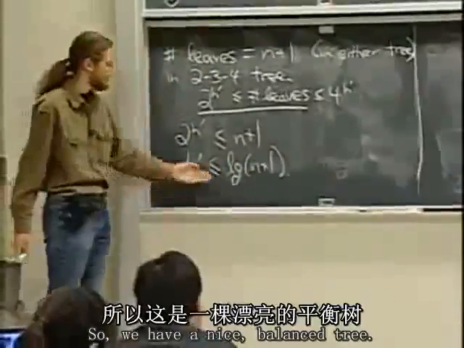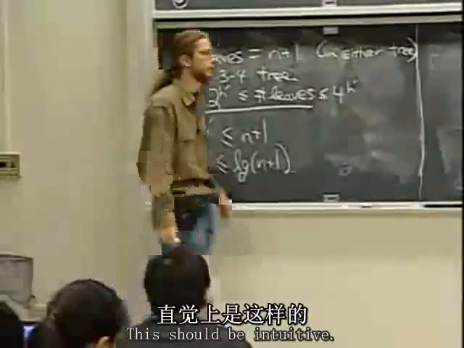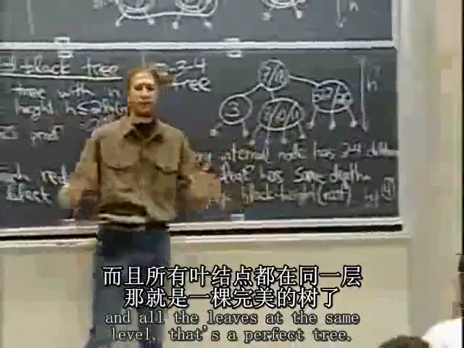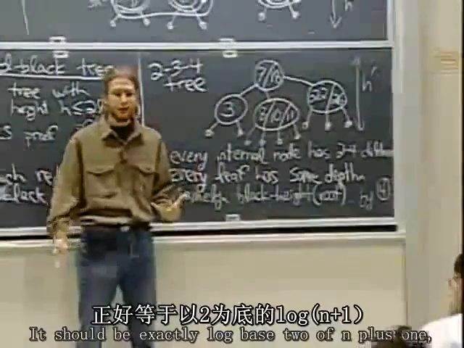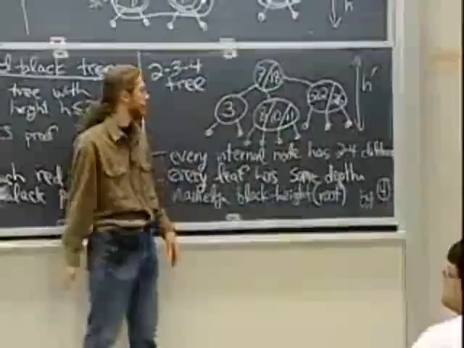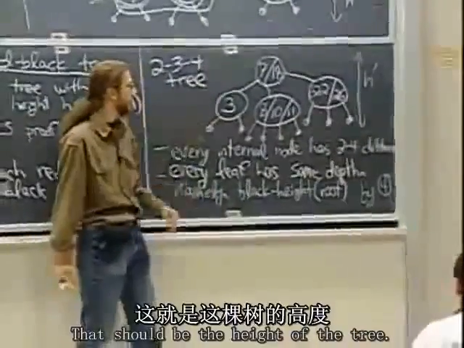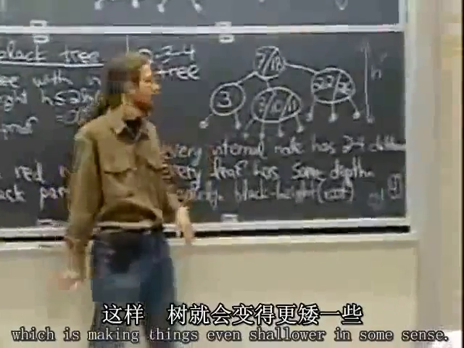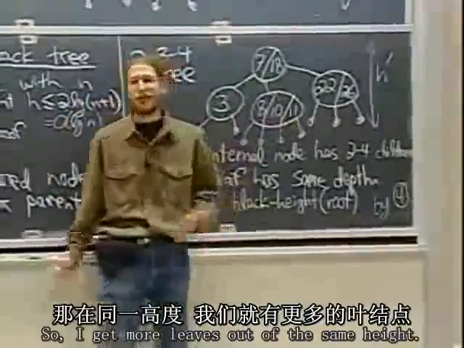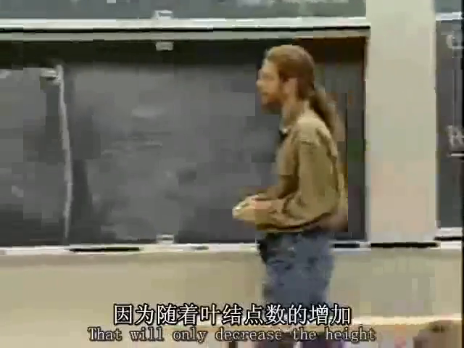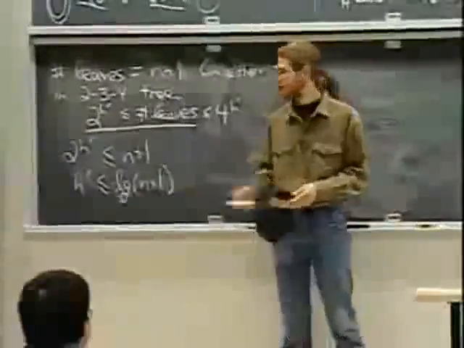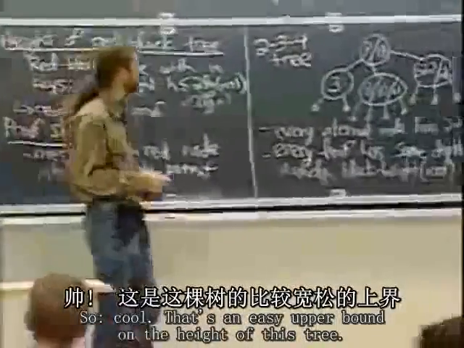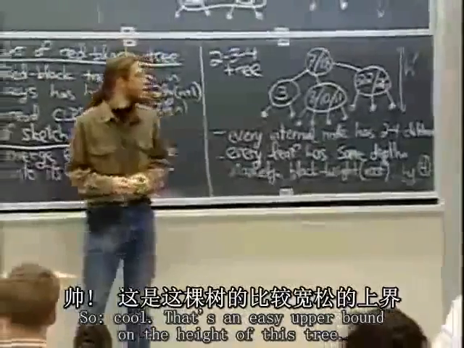So we have a nice balanced tree. This should be intuitive. If I had every node branching 2 ways, and all the leaves at the same level, that's a perfect tree. It should be exactly log base 2 of n plus 1. That should be the height of the tree. Here I might have even more branching, which is making things even shallower in some sense. So I get more leaves out of the same height. But that's only better for me. That will only decrease the height in terms of the number of leaves. N plus 1 here was the number of leaves. So, cool. That's an easy upper bound on the height of this tree.